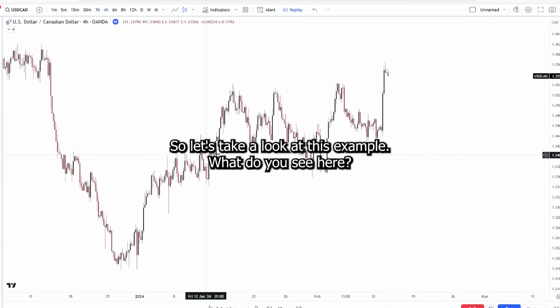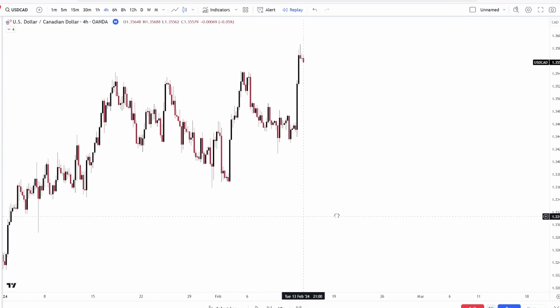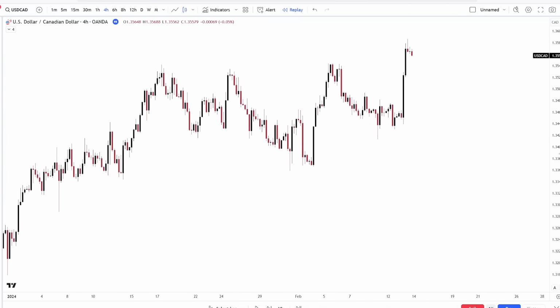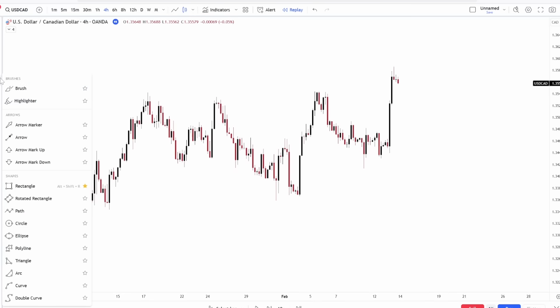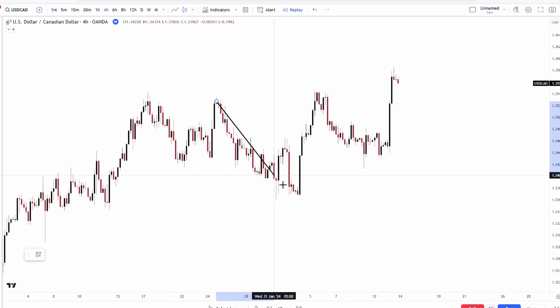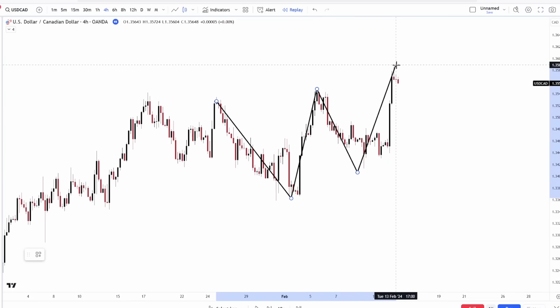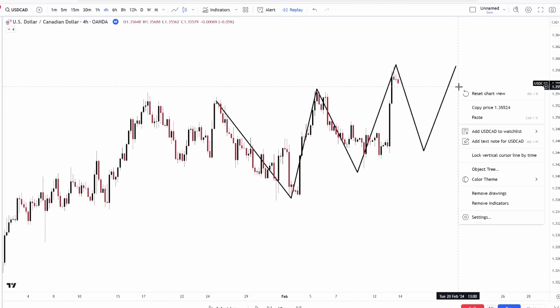So let's take a look at this example. What do you see here? You see that price is making higher highs. For a clear look, as you can see, this was our swing high, swing low, swing high, and price reacted from our discount. So this is the beginning of a supply and demand market structure cycle.